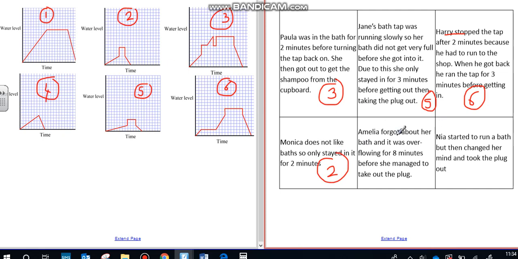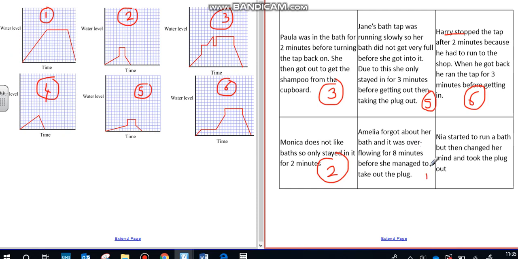Amelia forgot about her bath and it was overflowing for 8 minutes before she managed to take the plug out. So she didn't even get in, it was overflowing. So if we look at this one, it fills up, okay, stays at a level for 8 minutes and then is emptied. So, okay, when it's overflowing, the depth of the water is going to stay the same because water's coming out as fast as it's going in. So that is that one. This is the overflowing bath. Nobody got into that one.